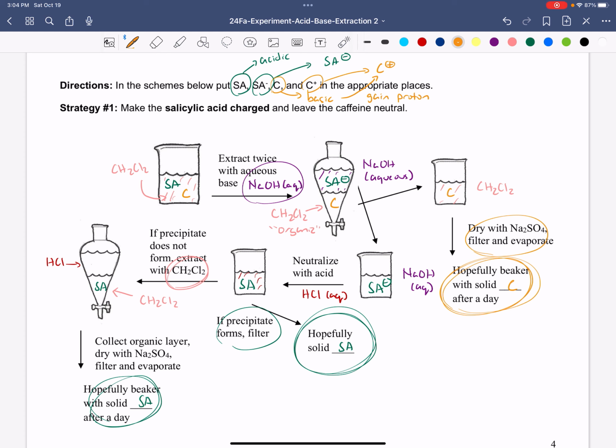So take a look at what we hope to accomplish. You start out with a mixture. Okay, how are you ever going to separate those two, the green SA and the orange caffeine? Well, we did it here.